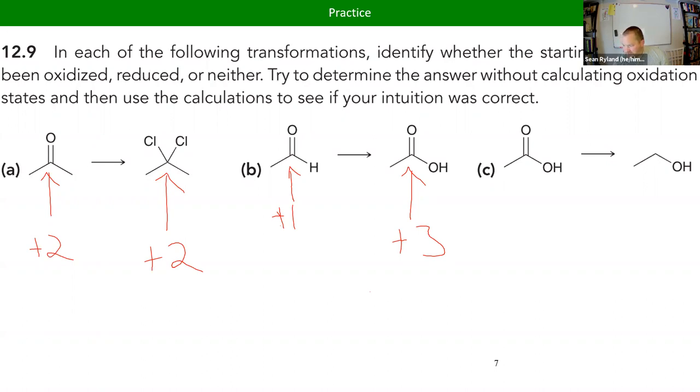If we go from an acid to an alcohol, we lost carbon-oxygen bonds, right? So in the alcohol, the carbon controls more of the electrons because there are fewer carbon-oxygen bonds. So that's a reduction.